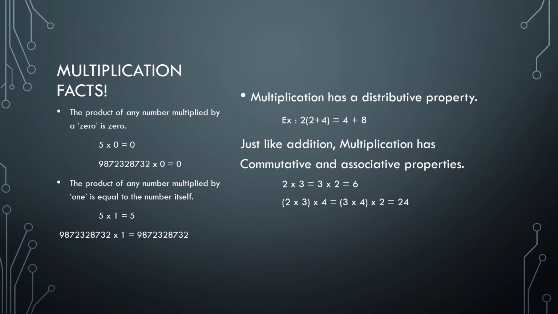Just like addition, multiplication has commutative and associative properties. So what this is, 2 times 3 is the same as 3 times 2, which gives the same answer of 6. And it also has the associative property, which is 2 times 3 in brackets times 4 is the same as 3 times 4 in brackets times 2, which is equal to 24. The product never changed, even though the order changes.